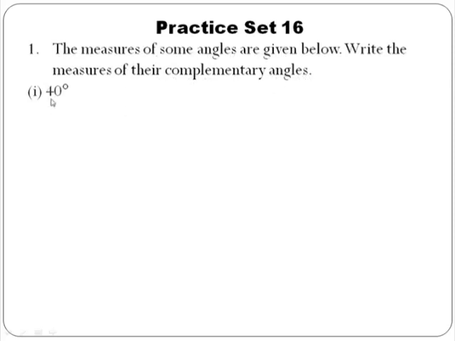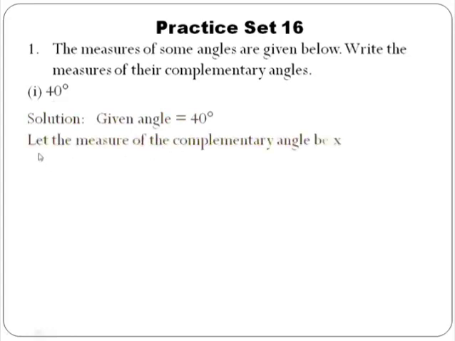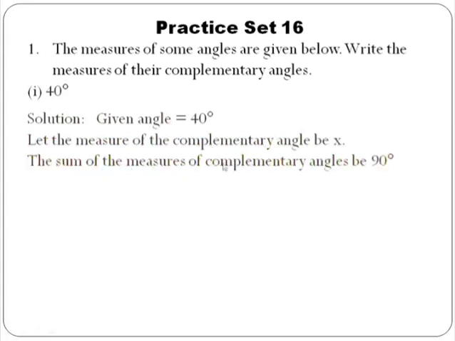Here the measures of angles are given. We have to find the measure of its complement. The first example is 40 degrees. First we will write the given part. Whenever we start any example, we start writing with the given part. Given angle is 40 degrees. Now we will consider, let the measure of the complementary angle be x. x is the complementary angle of 40 degrees in this example. For that we know the property: the sum of the measures of complementary angles is 90 degrees.